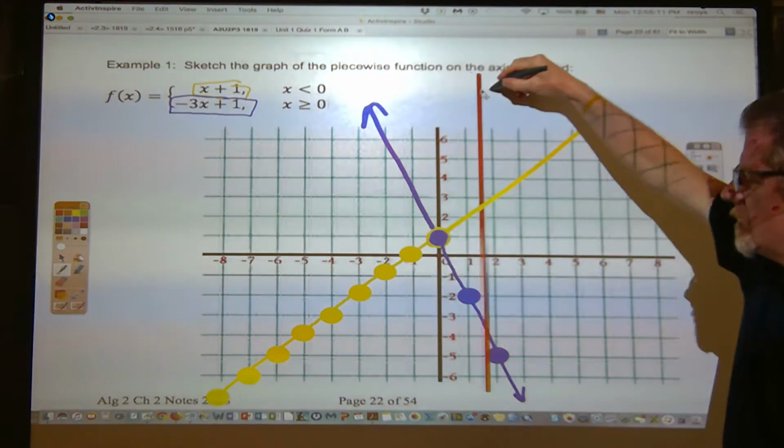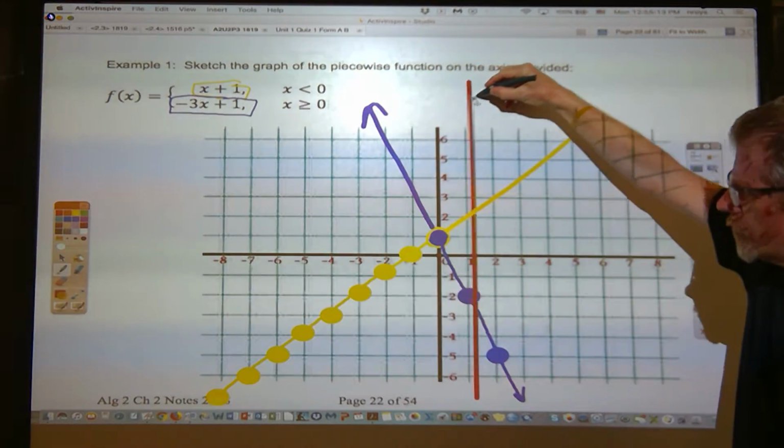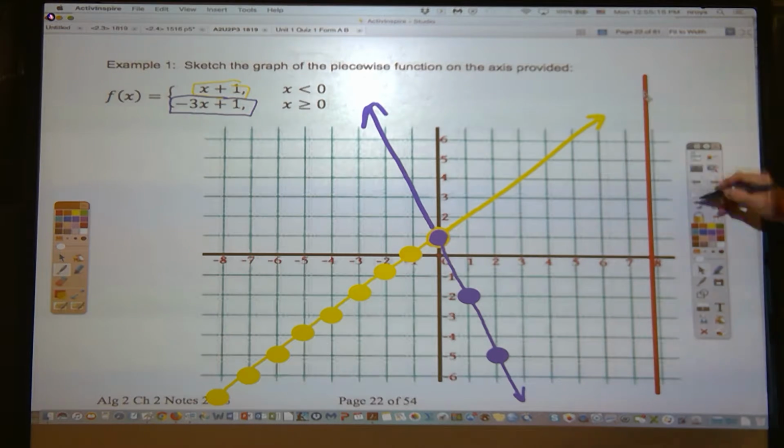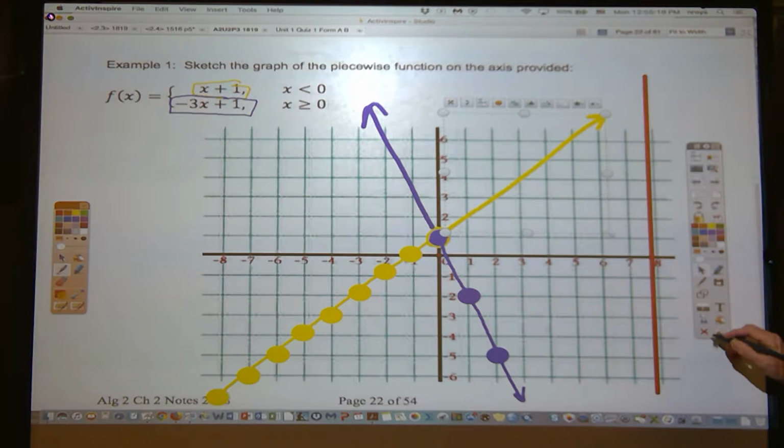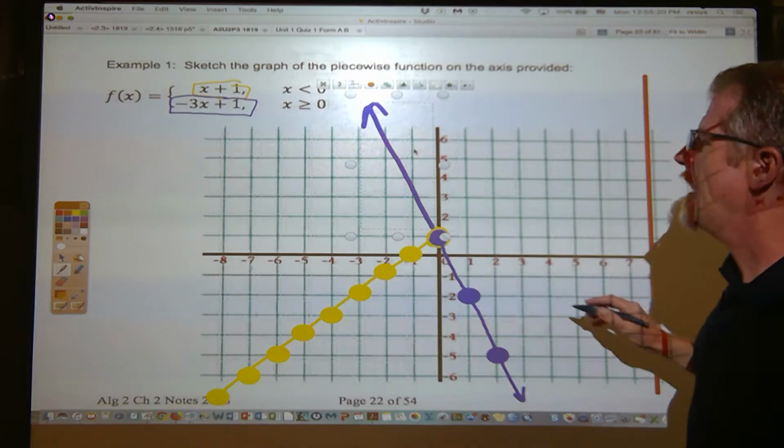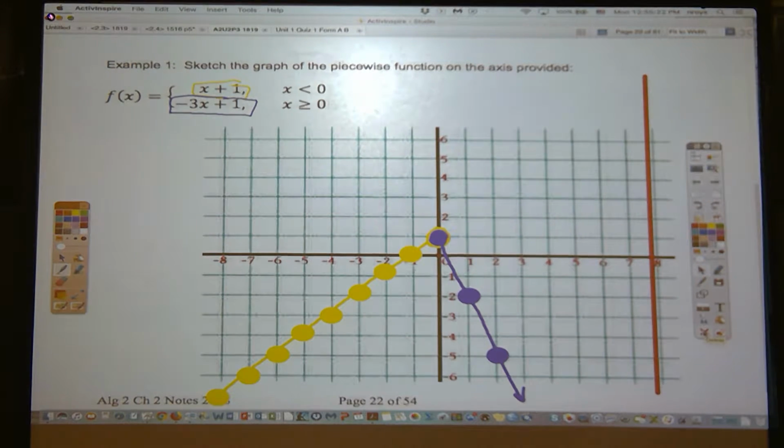This purple and yellow monstrosity fails the vertical line test. So make sure that your answer passes the vertical line test. Do you have any questions on example 1?